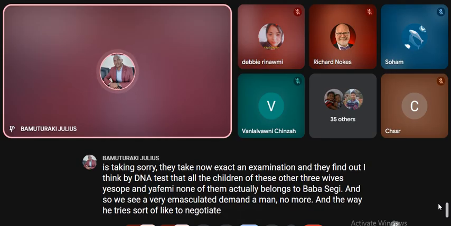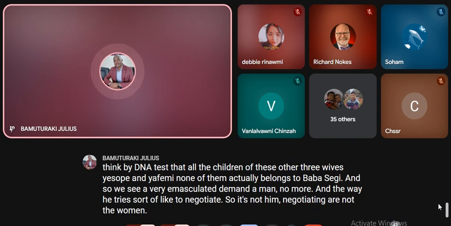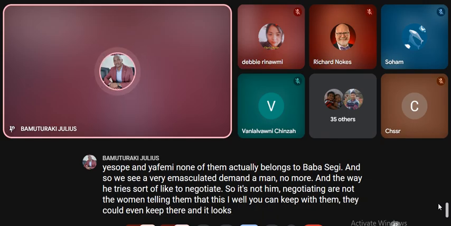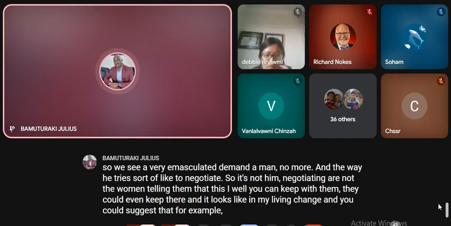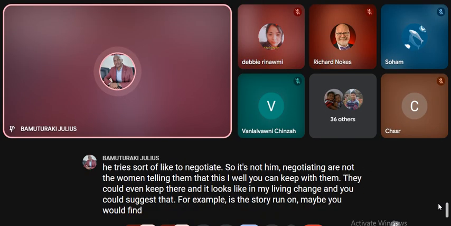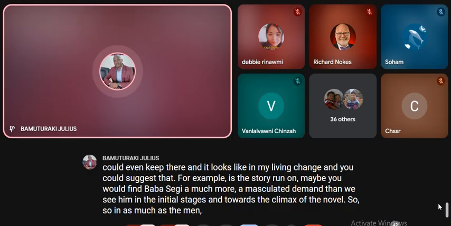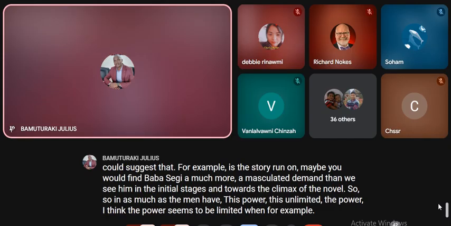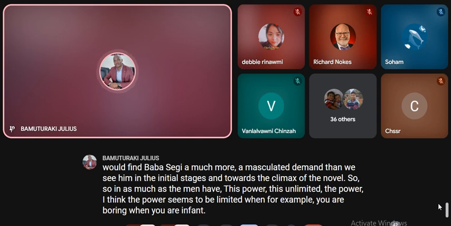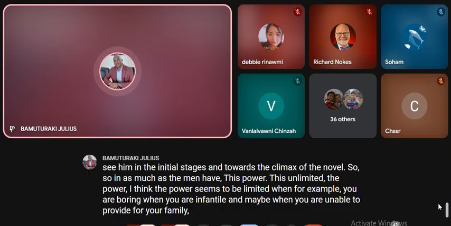And the way he tries to negotiate, it is now him negotiating and not the women, telling them that, well, he can keep them. They could even keep there, and it looks like it might even change. You could suggest that if the story ran on, maybe we would find Baba Segi a much more emasculated man than we see him in the initial stages and towards the climax of the novel. So in as much as men have this unlimited power, I think the power seems to be limited when you are barren, when you are infertile, and maybe when you are unable to provide for your family. And that's one way we see this patriarchy failing and stumbling.